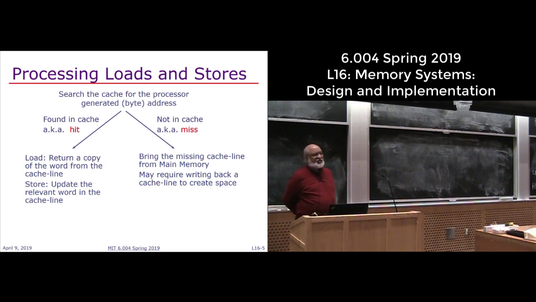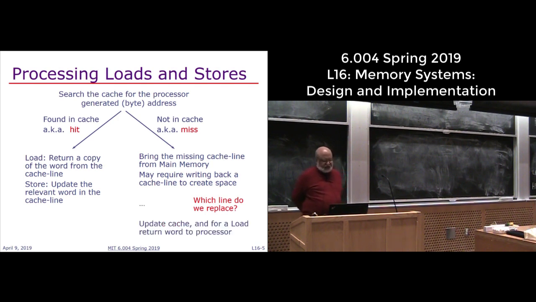So this may often require writing back a cache line to create space. This is the general idea of whenever you are processing a miss case, and only then can you bring it in. And if you had a choice, if you had a set-associative cache, then you have to decide which one you are throwing out, the left one or the right one. If you have 4 of them, then you have a choice of 4 lines to throw out from the cache. And then finally you update the cache line, etc.